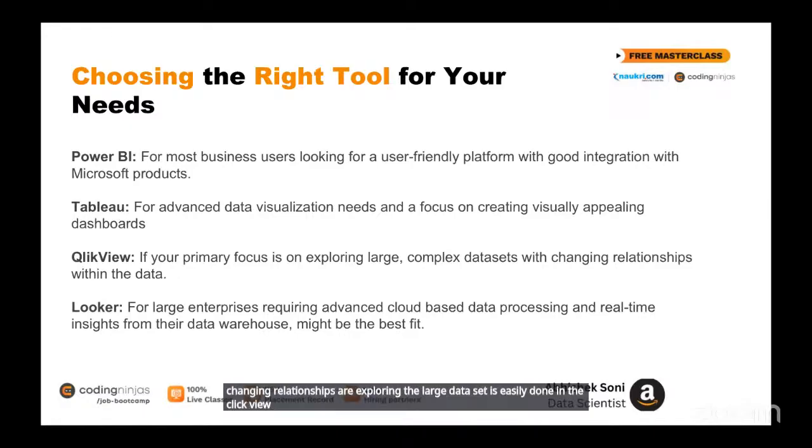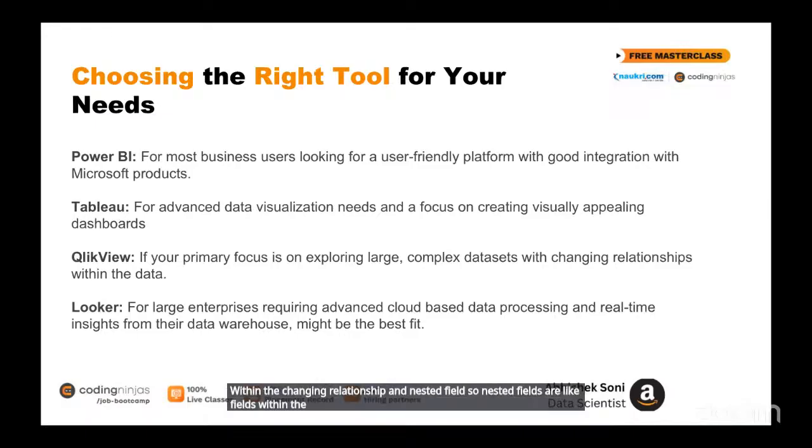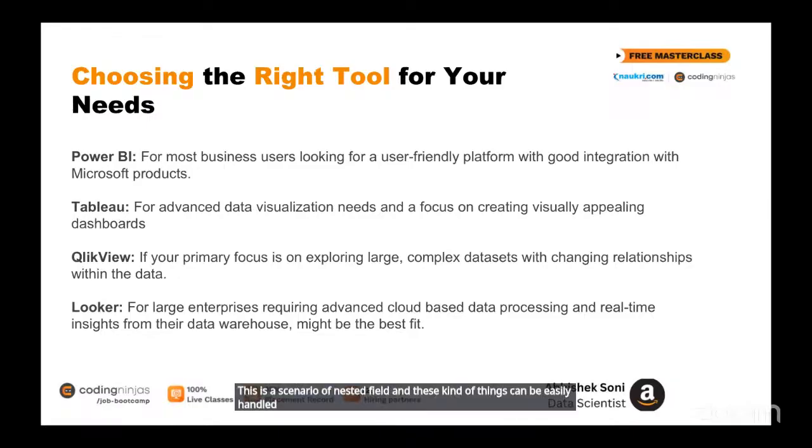So if your data set is large and complex enough, with changing relationships and nested fields. Nested fields are like fields within a field. So if there is a column A, and within that column there are two fields B and C, this is a nested column. This is a scenario of nested fields, and these kinds of things can be easily handled in QlikView. So if your data is complex enough and large enough, go ahead with QlikView.